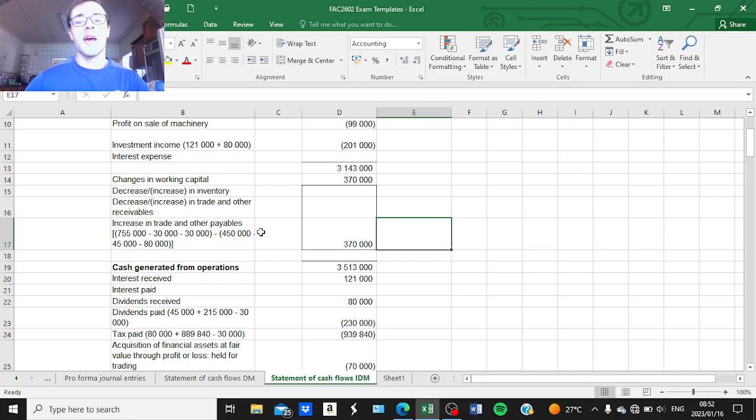Because if there was an increase in the value of supply accounts, it means that the company has utilized credit purchases more during the year, which means that more cash was retained. All right, so therefore we showed as an inflow 370,000.